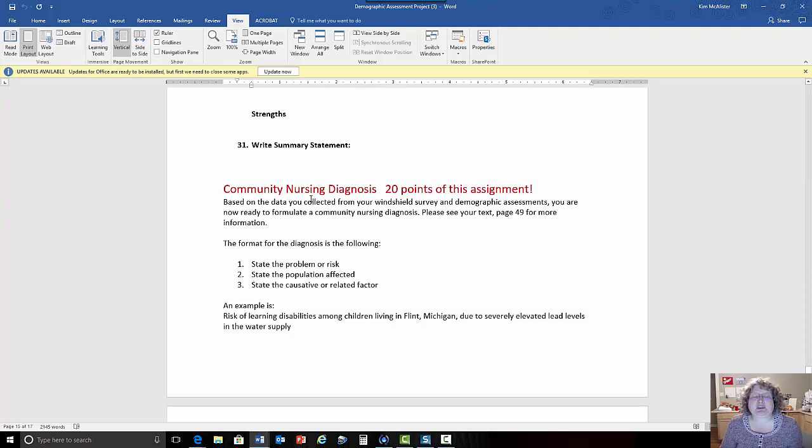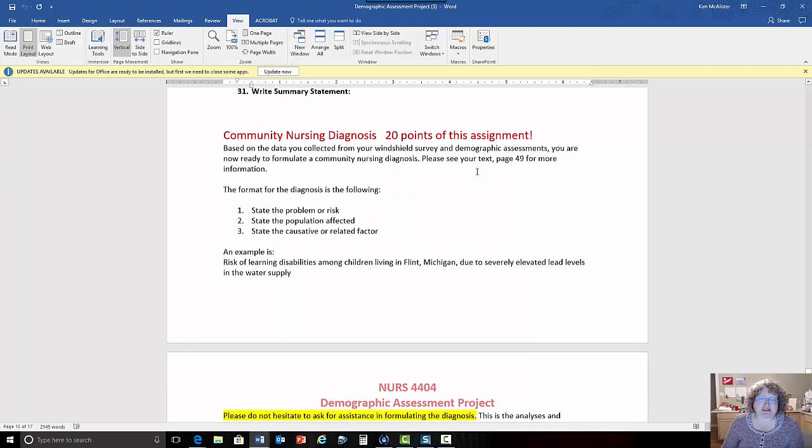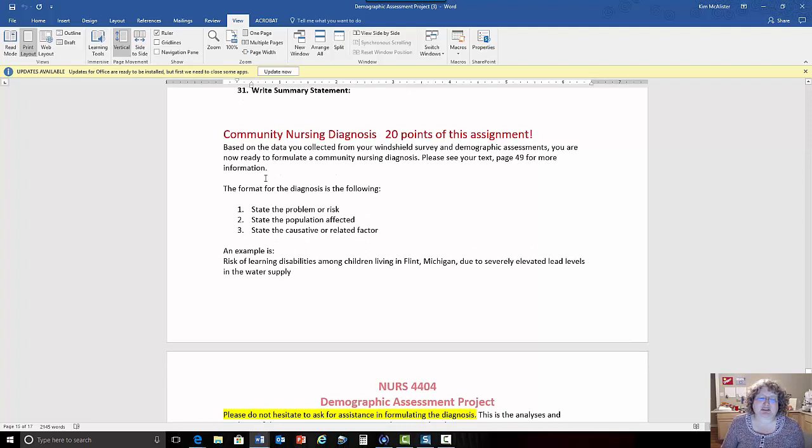Next, you need to do your community nursing diagnosis. This is 20 points of the assignment. A community nursing diagnosis is not something you're going to find in a NANDA book. This is not the same kind of nursing diagnosis that you develop for your patients in the hospital or in other acute settings. There is information on page 49 in your text on how to do this. Also, we want to go through this format.